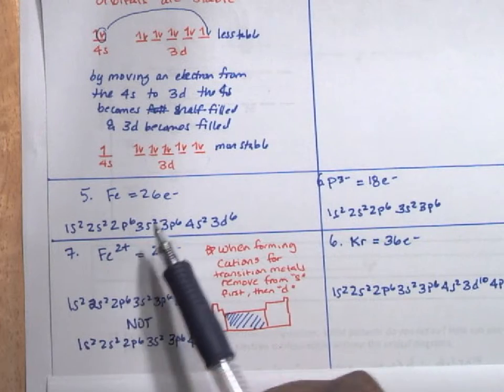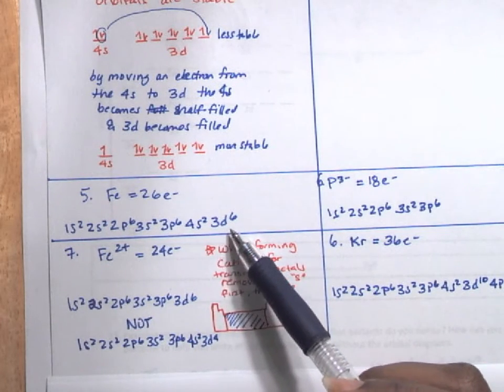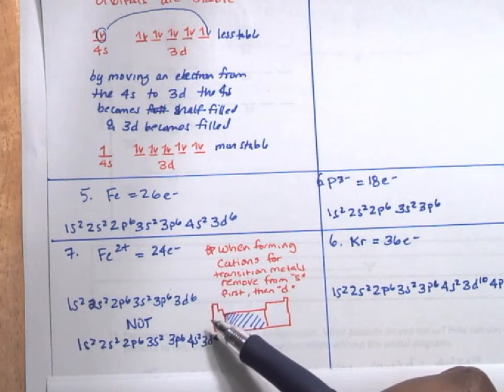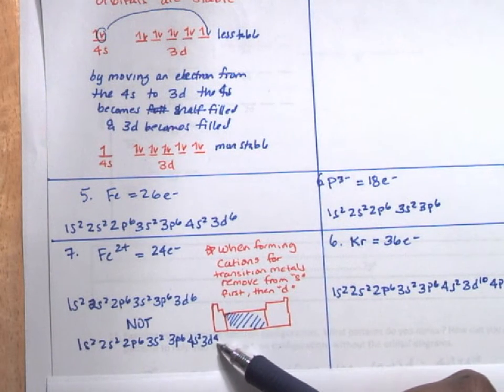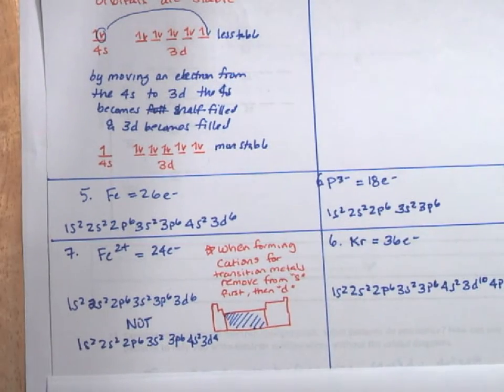Iron 2+. So when we looked at regular iron, we had 4s2 3d6. And you may think, oh, well, since I have 2 fewer electrons, it's going to be 4s2 3d4. Well, this again is not the case. And let's talk about why that's not the case.